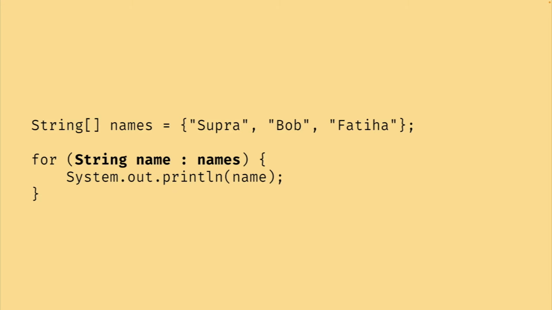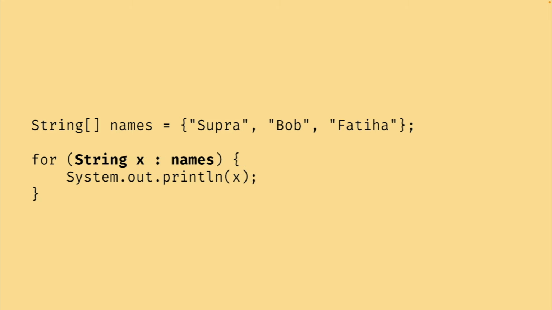The loop variable name is declared before the colon symbol and is automatically assigned to each element in the array in turn. The loop will execute once for each element in the array, and the code inside the loop's block will be executed using the current value of name in this situation.